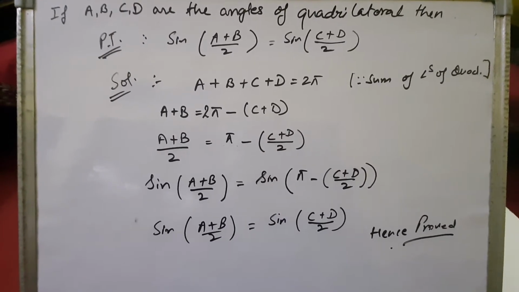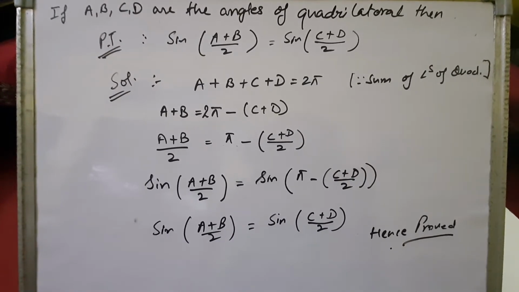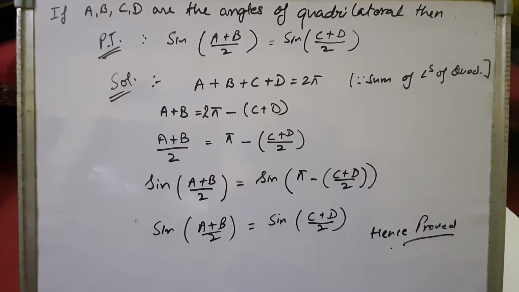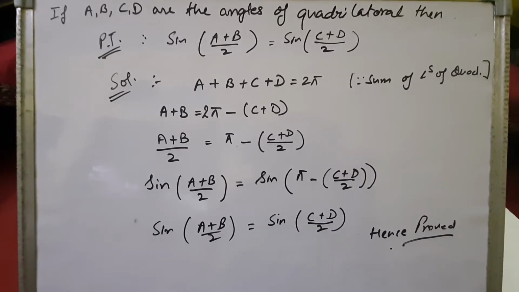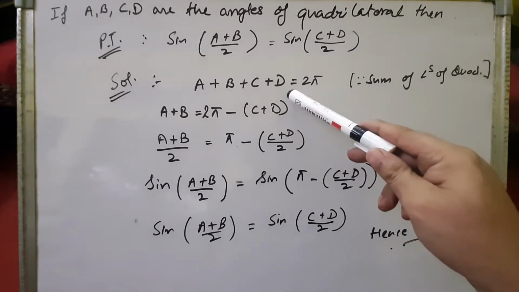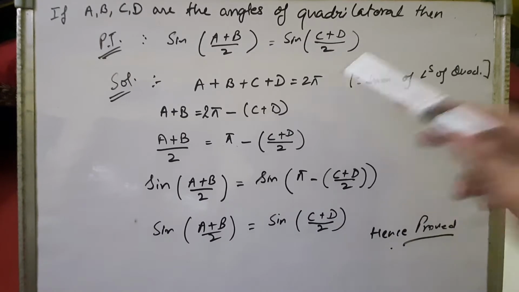Okay, let's see another sum, children. In this sum, the question is given as: if A, B, C, D are the angles of a quadrilateral, then prove that sine of (A plus B) whole upon 2 equals sine of (C plus D) whole upon 2. Right? A, B, C, D are the angles of a quadrilateral, and we know that the sum of angles of a quadrilateral is 360 degree. That means if we do A plus B plus C plus D, then we'll get the answer 360 degree. That is 2 pi.